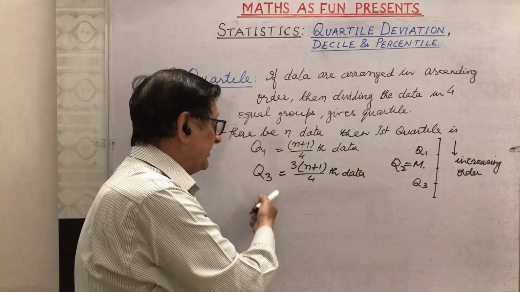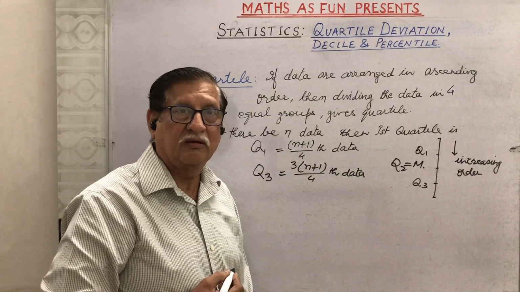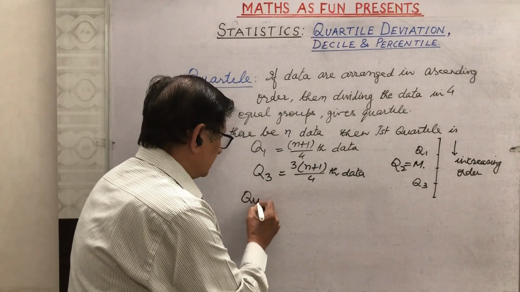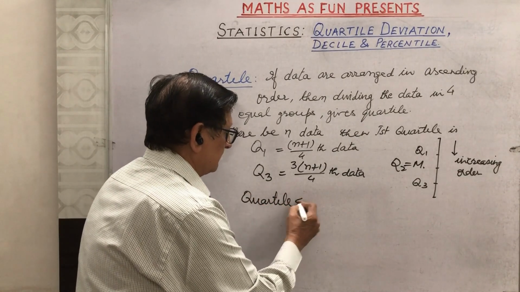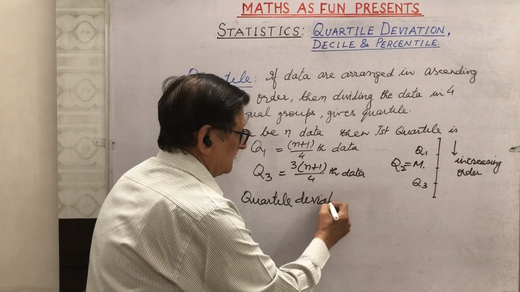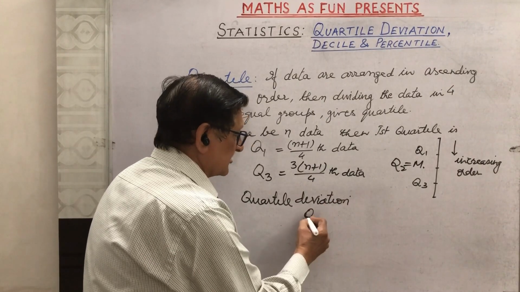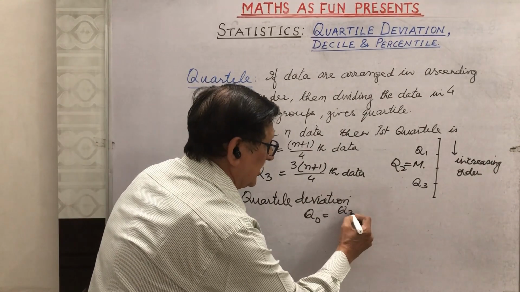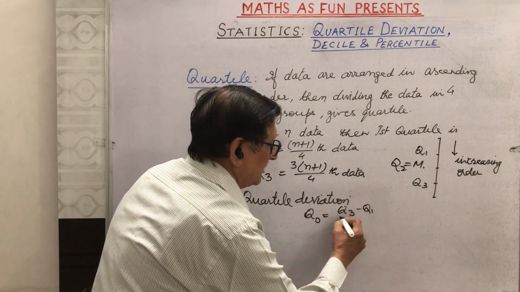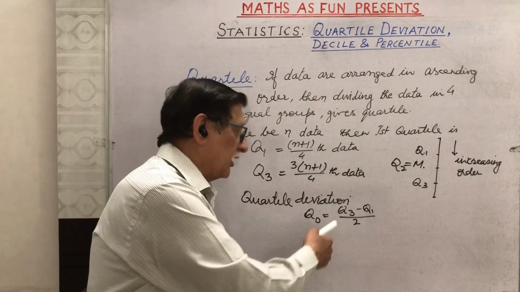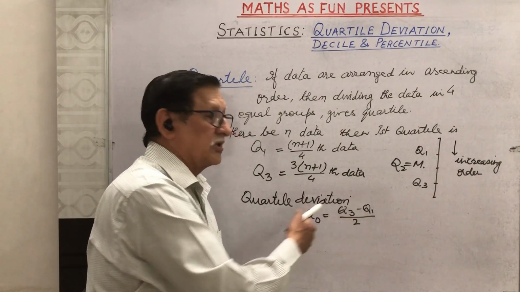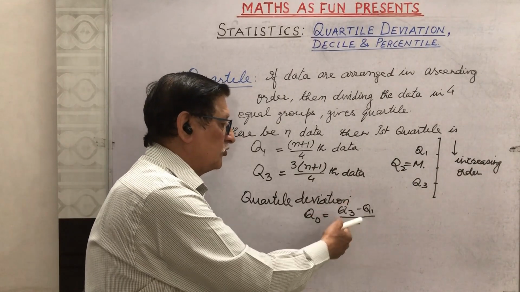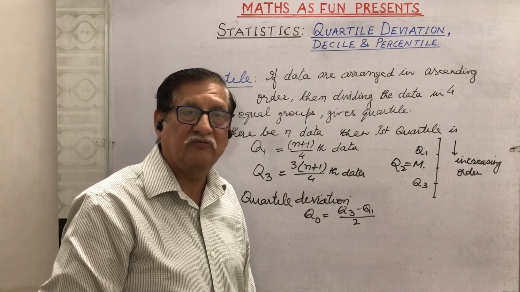Then after finding Q1 and Q3, we find the quartile deviation. That is QD. It is represented by (Q3 minus Q1) by 2. So we can calculate the first quartile and third quartile. The formula (Q3 minus Q1) upon 2 gives us the quartile deviation.